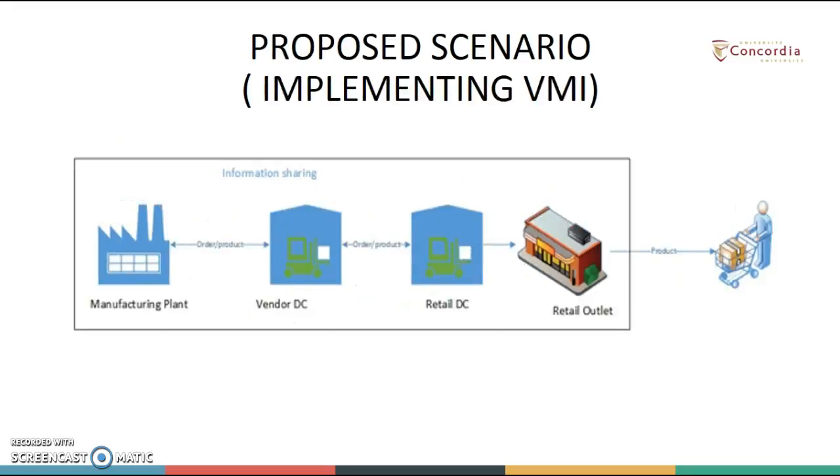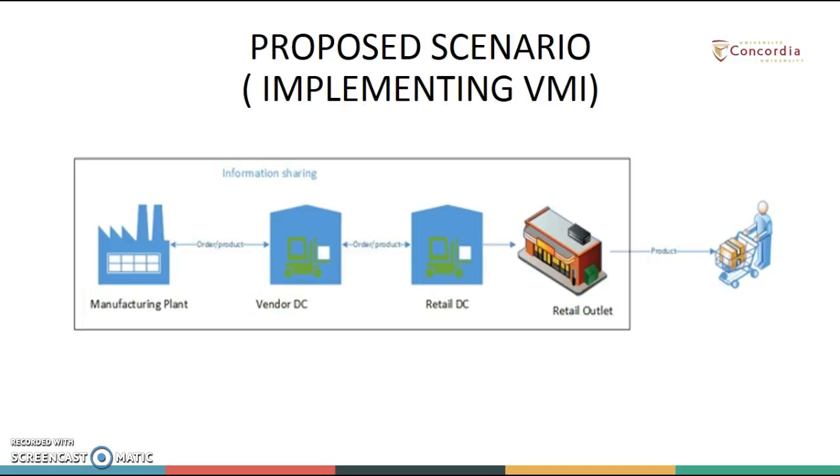Let's move on to the proposed scenario where we wanted to implement the vendor managed inventory. So the overall view looks like this, and by implementing the vendor managed inventory in the supply chain, the vendor is assigned the responsibility of managing the retailer's stock so the real demand is known, and optimal production and ordering is done by all players through the supply chain.